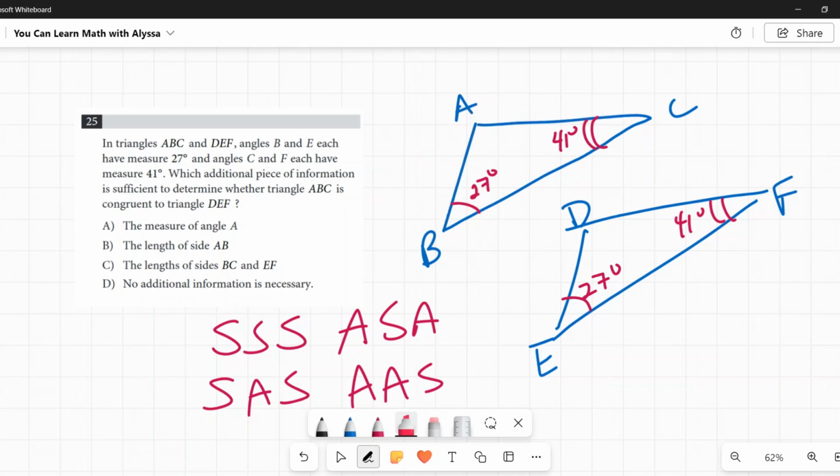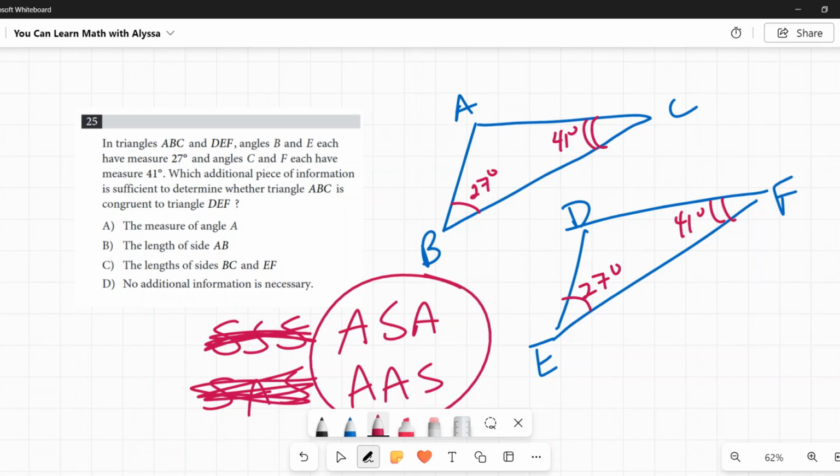Okay, so we have two angles. So which of these could we use? We just need one additional piece of information. Now, side, side, side, that one's going to be out. We don't have any sides. Side, angle, side, that one's going to be out because, again, we have two angles. Giving us another side or something is not going to help. We already have two angles. It's going to be one of these. So we need an additional side.